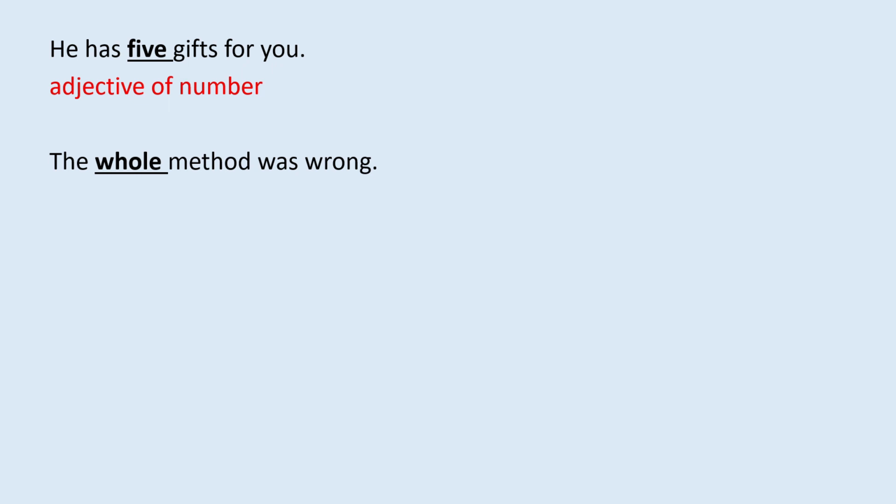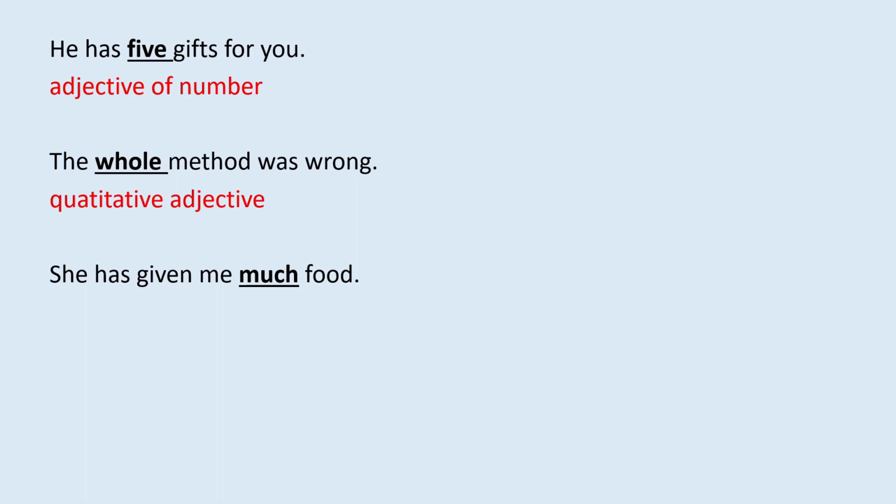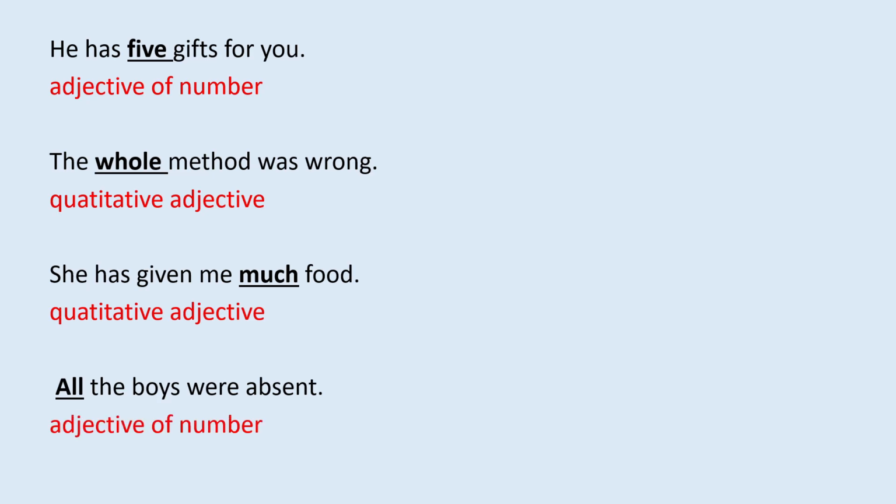Next, the whole method was wrong. It is adjective of quantity or quantitative adjective. Next is, she has given me much food. It is adjective of quantity or quantitative adjective. And the last one, all the boys were absent. It is adjective of number.